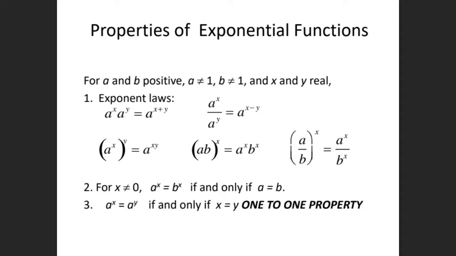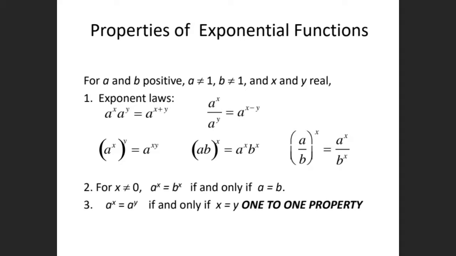The first one was our product rule or product law. The second one was our quotient rule or quotient law. Then we have our power rule: if we have an exponential function and we take it to another exponent, we multiply the exponents. And if we have more than one value inside as far as a power, again, we have to take that exponent to every single value inside. Same thing if we were dividing. If we're dividing a over b to some power, that's the same thing as a to the x divided by b to the x, to that same power.